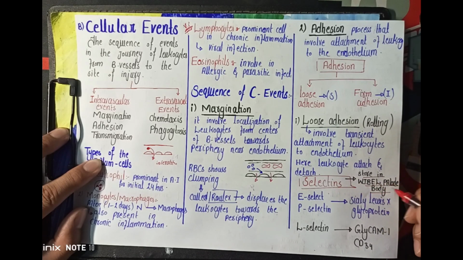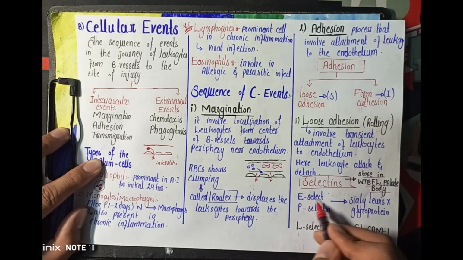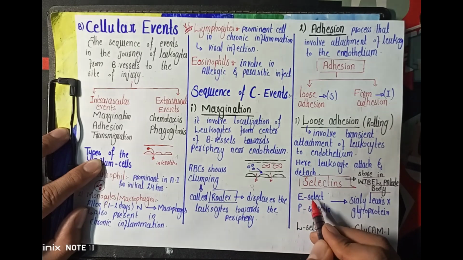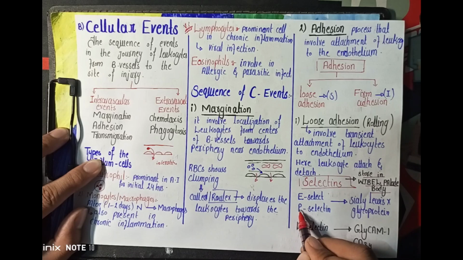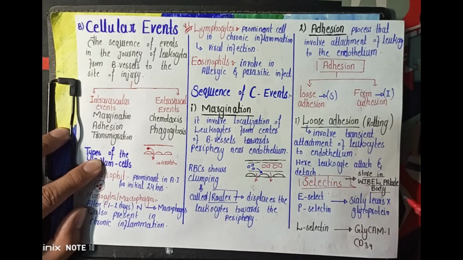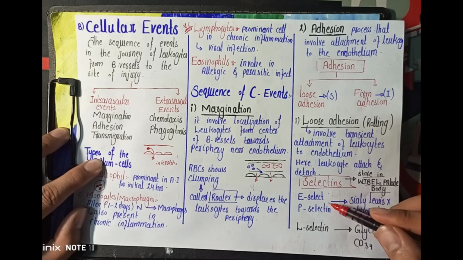And these selectin molecules are normally present within the endothelial cell in Weibel-Palade bodies. And during inflammation, these selectin molecules are expressed on the surface of the endothelial cell. And the selectin molecule may be E-selectin. E means endothelium. So these selectins are present on the endothelium, and the P-selectin. P means platelets, and these molecules are present in the platelets and also on the endothelium. So E-selectin and P-selectin molecules are present in the endothelium whereas the sialyl Lewis X glycoprotein is present on the leukocyte and they attach with each other.